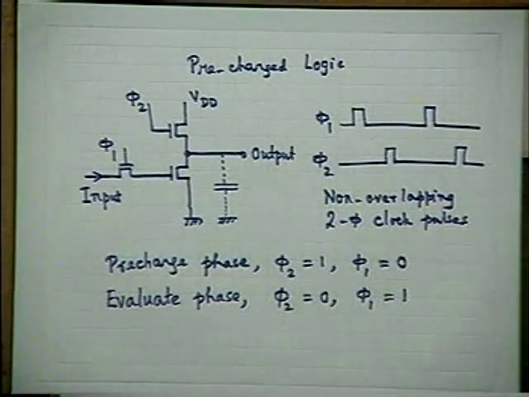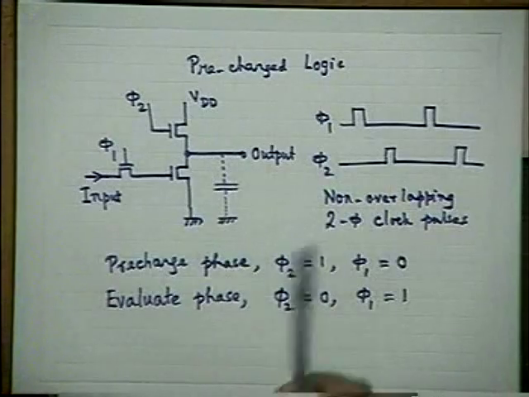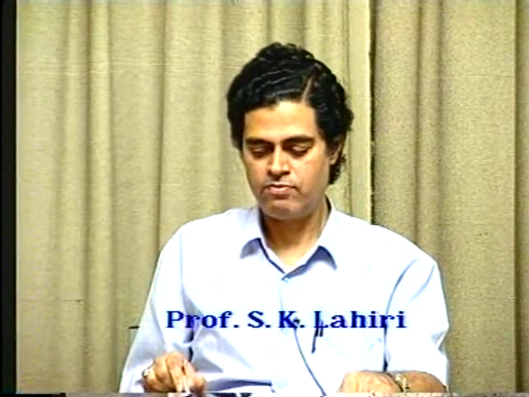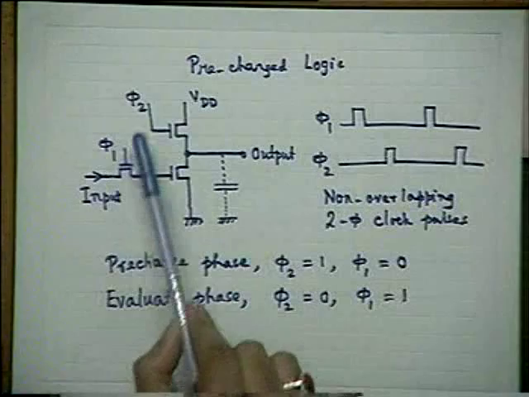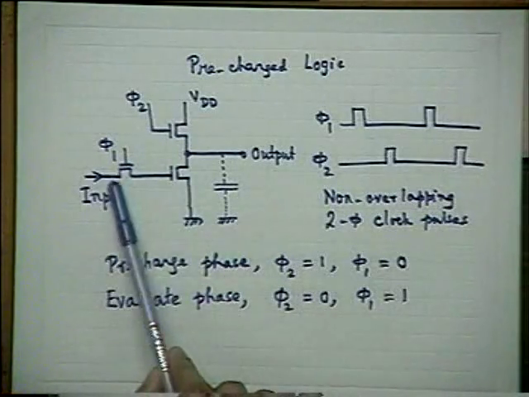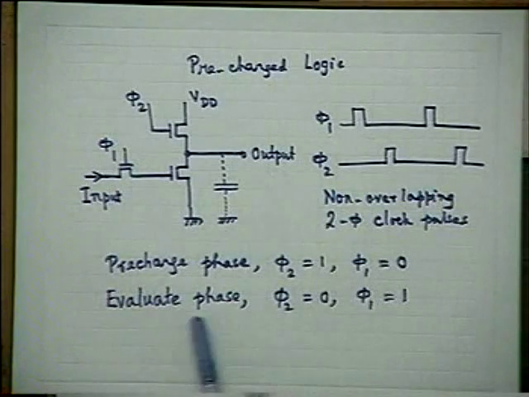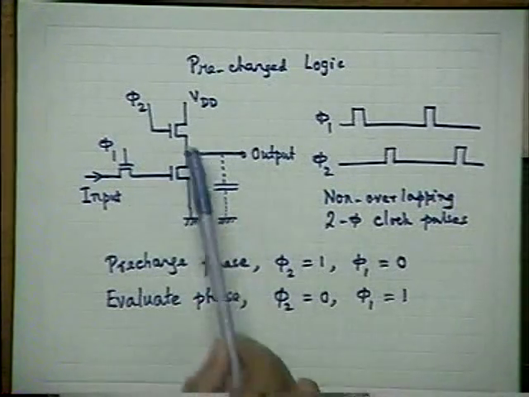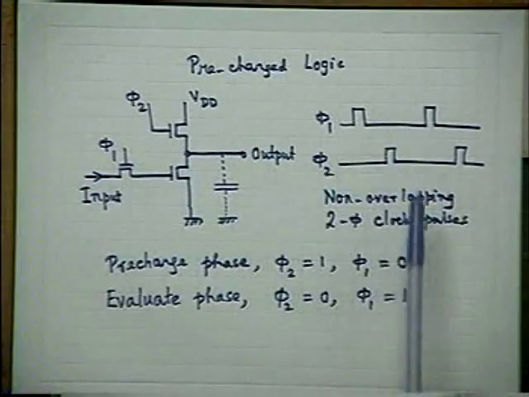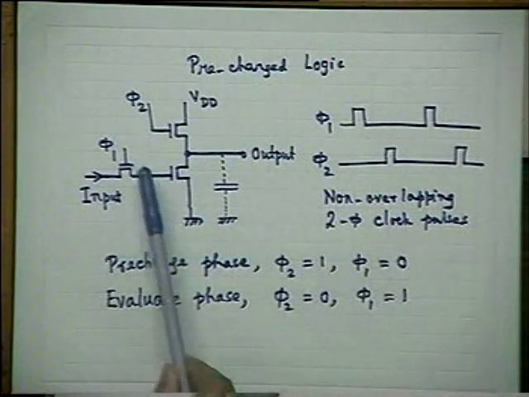Only for some short time intervals, these transistors will become on and off depending on the sequence I have applied. So after the precharge phase, for some time, both phi 1 and phi 2 are 0, so both of them are off. But then phi 1 becomes high in the evaluate phase. Phi 2 remains 0 because of the non-overlapping clocks, but phi 1 becomes high.